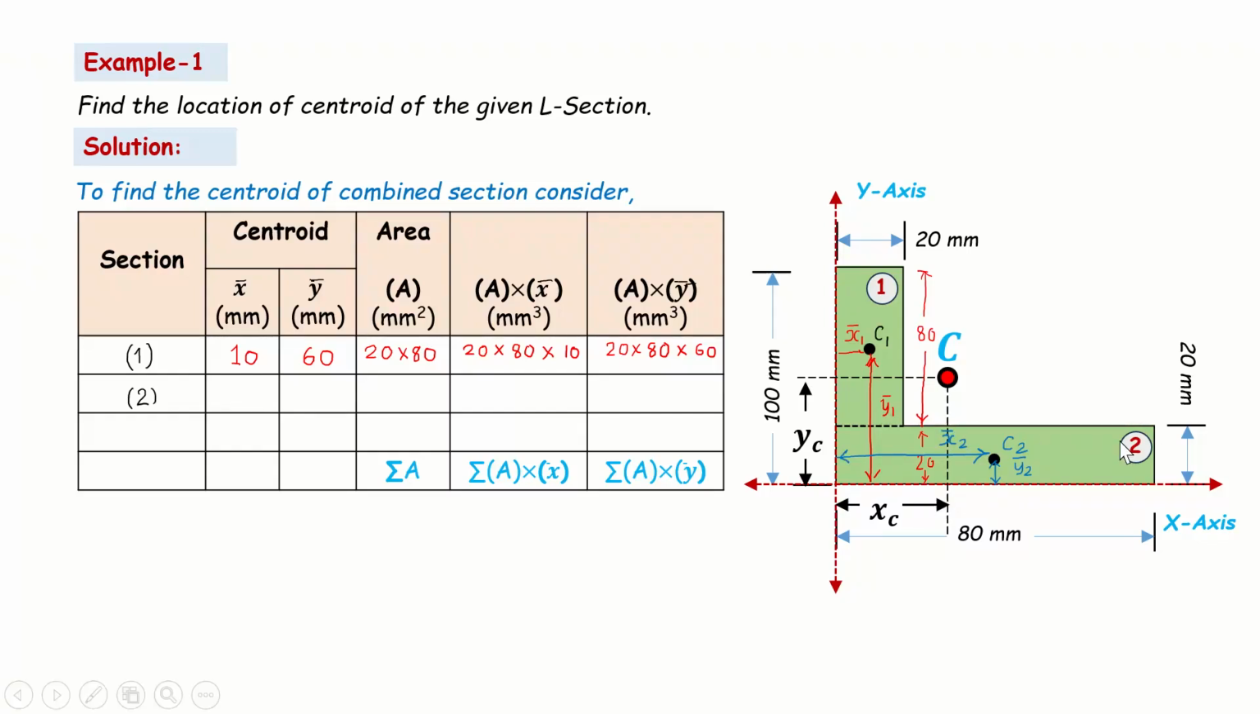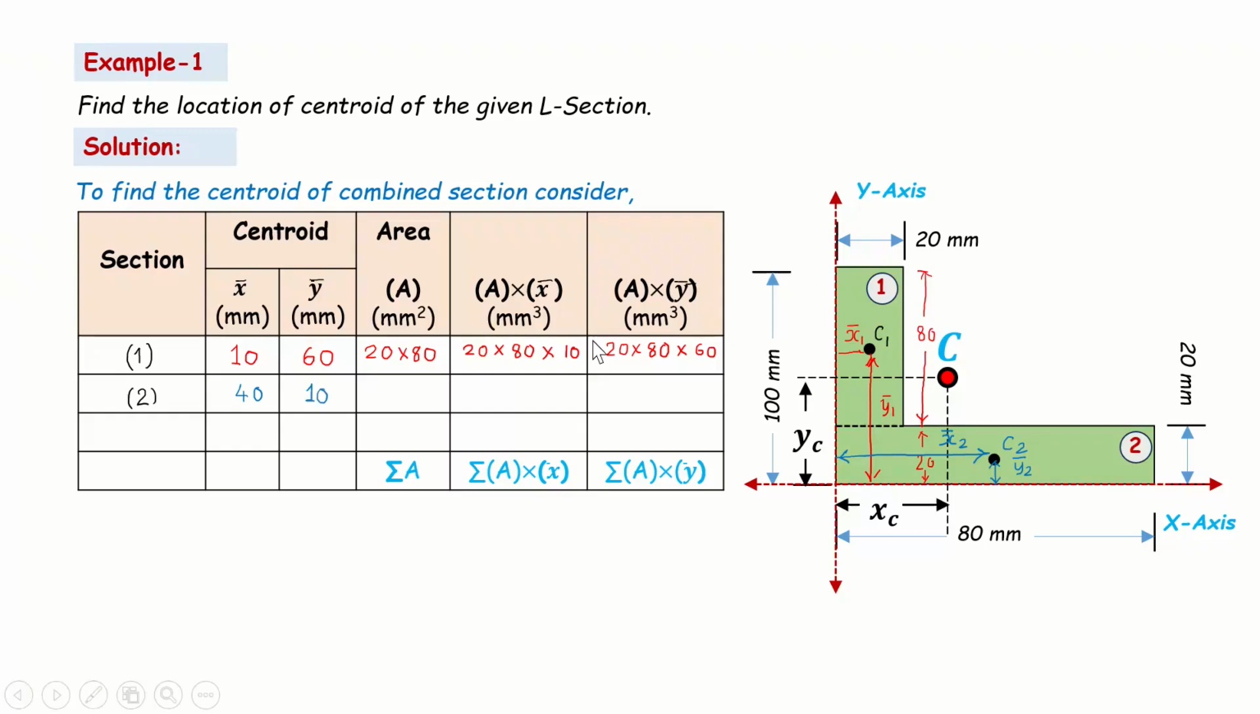If you look carefully, the y2 is going to be half of its height. So its height is 20 mm, and half of 20 mm is going to be 10, friends. So the y2 bar for the second section is 20 by 2, that is 10, and the x2 bar will be 80 by 2, that is 40. So here x2 bar will be 40, friends, and y2 bar is going to be 10.